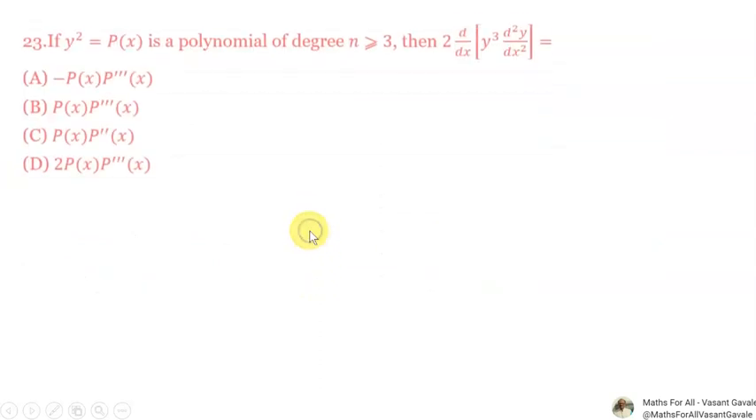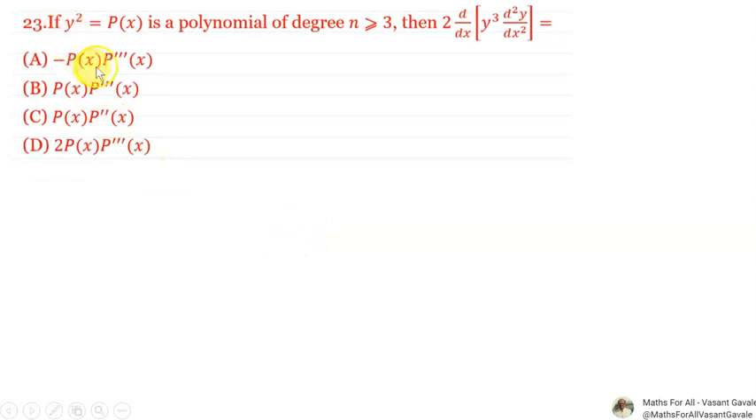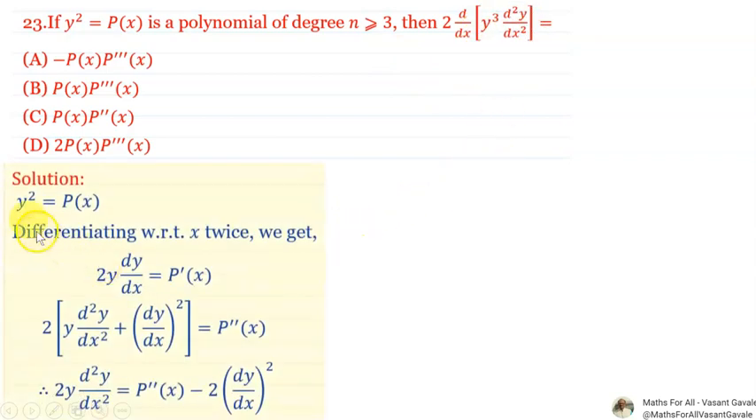नेक्स्ट एक्झाम्पल. If y square is equals to p of x, p is a polynomial of the degree n greater than or equal to 3, then 2 into d/dx of y cube into d2y by dx square is equals to, okay y square is equals to p of x. Now differentiate twice with respect to x. The derivative of y square is 2y into dy by dx. Derivative of p of x, it's a polynomial, it's a derivative of p dash of x.